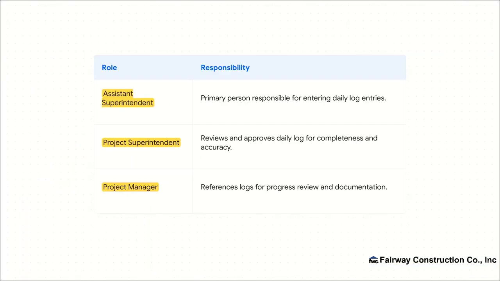It's really straightforward. The assistant superintendent is the primary person responsible for getting those entries in. Then, the project superintendent steps in to review and approve everything, making sure it's all complete and accurate. And finally, the project manager uses those logs to keep an eye on progress and for all our documentation. A real clean chain of information.